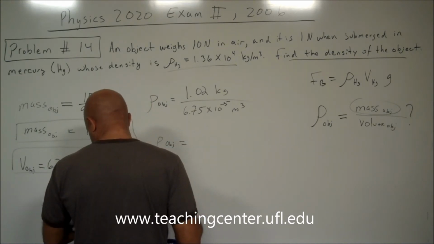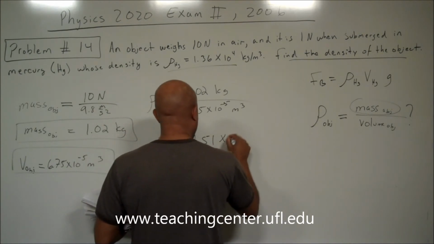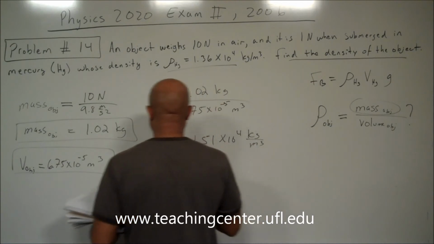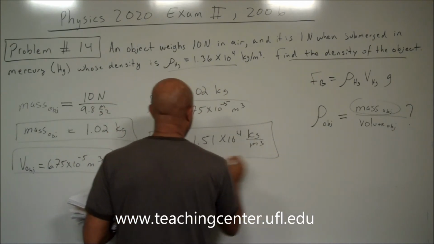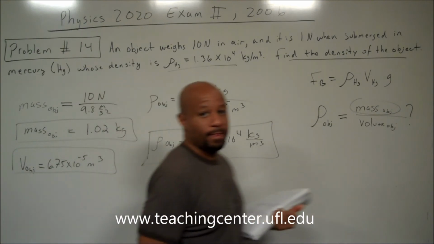So the density of the object is equal to 1.51 times 10 to the 4th kilograms per meter cubed. And this is actually the solution to the problem.